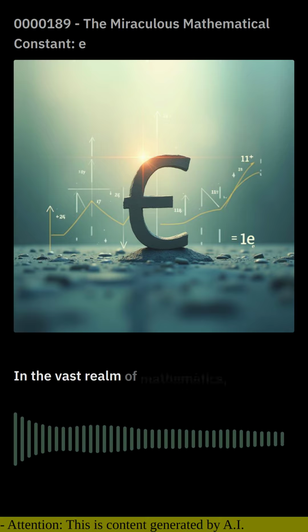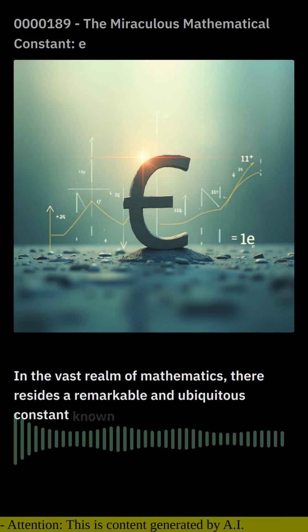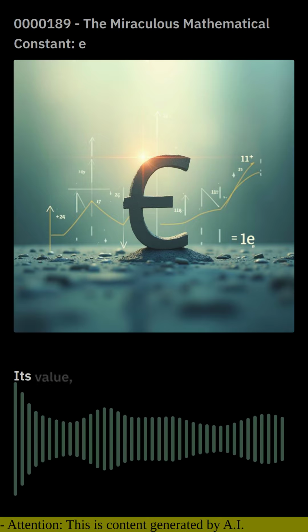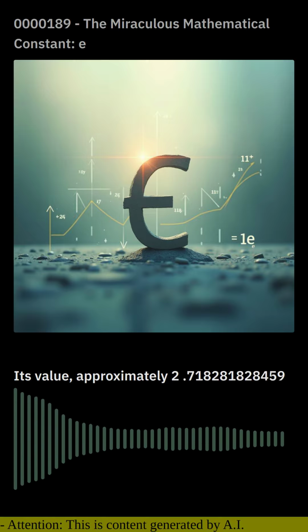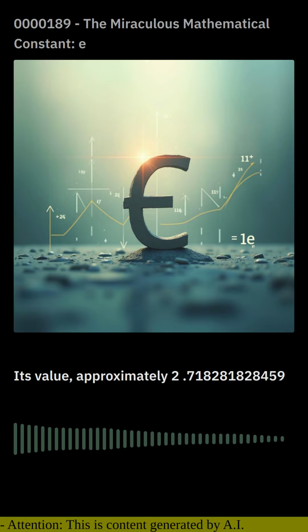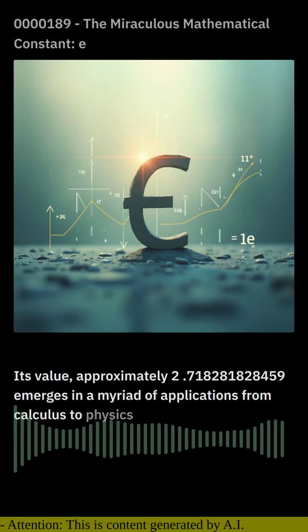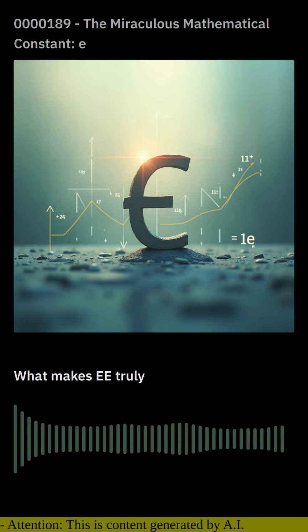In the vast realm of mathematics, there resides a remarkable and ubiquitous constant known as E, the base of the natural logarithm. Its value, approximately 2.718281828459, emerges in a myriad of applications from calculus to physics to finance. What makes E truly captivating is its unique and fascinating properties.